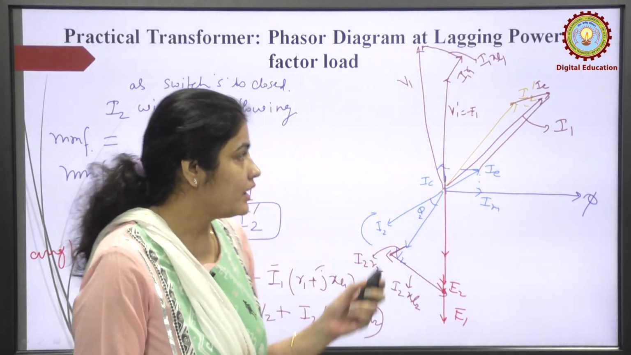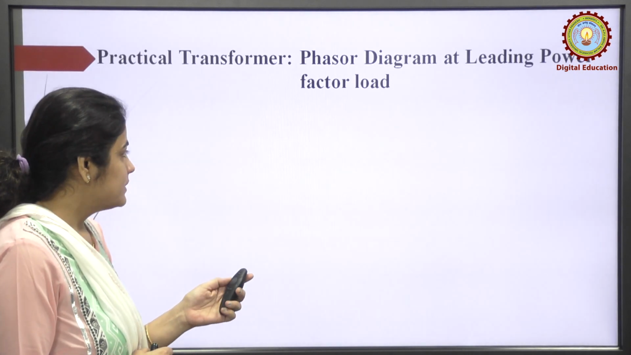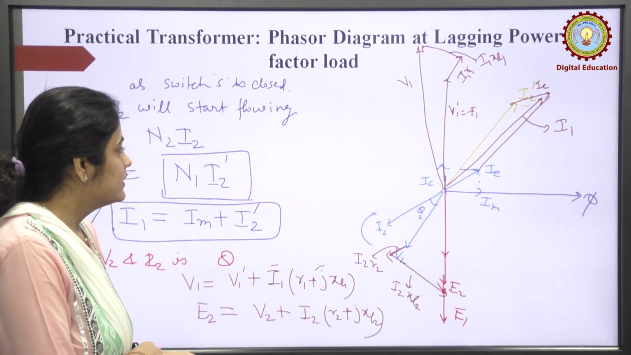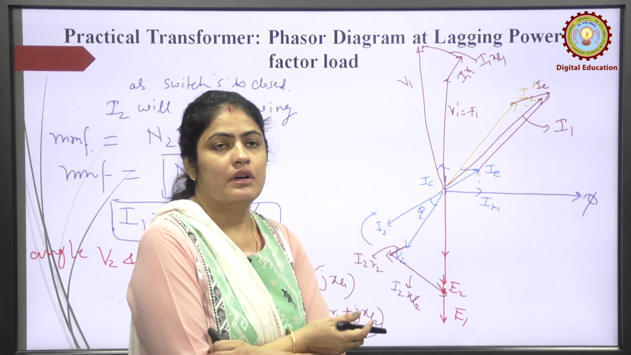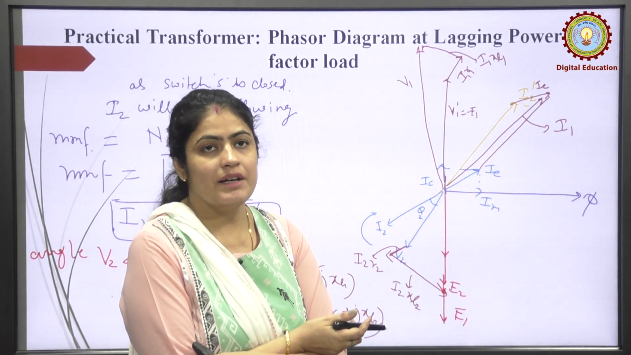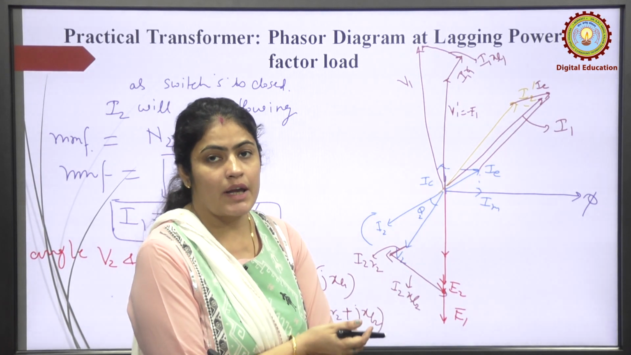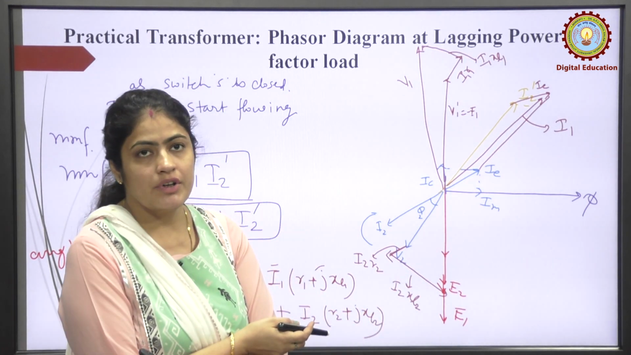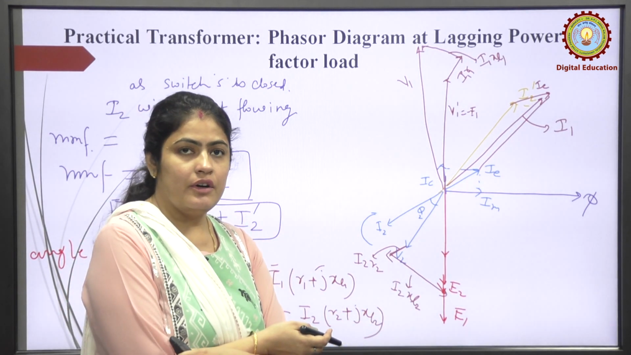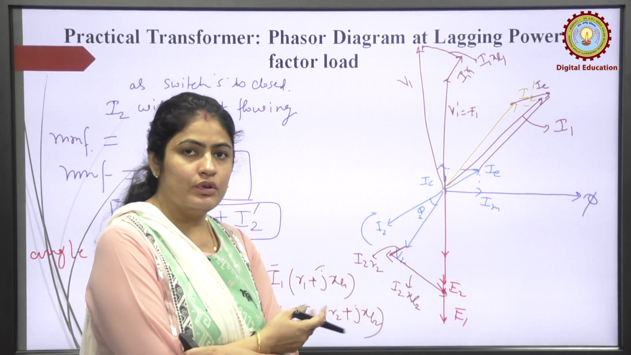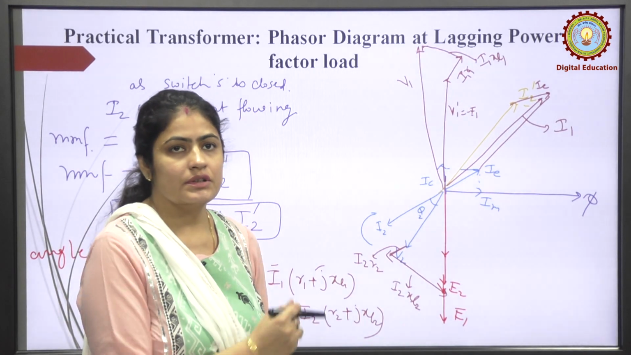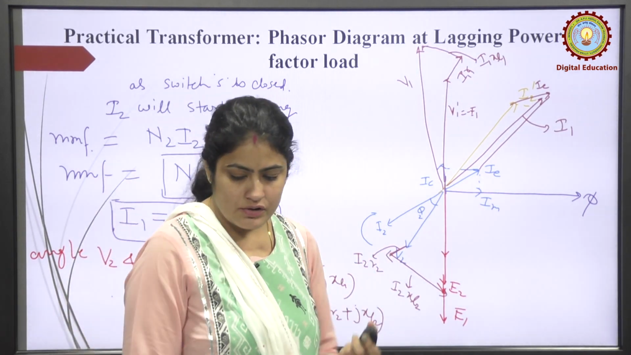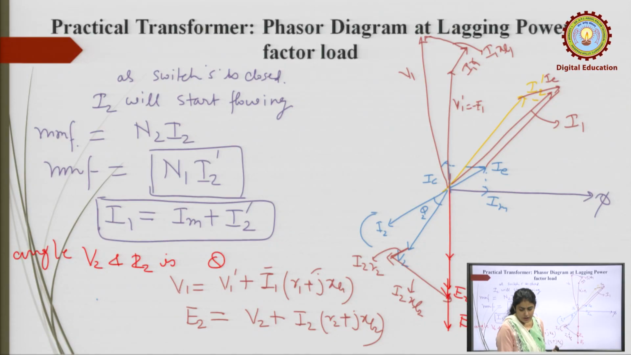Now, similarly we can draw the phasor diagram of the practical transformer at a leading power factor. That means, if the load is capacitive in nature, the load current I2 is leading the voltage. So, how do you draw this? You can also try this for practice.